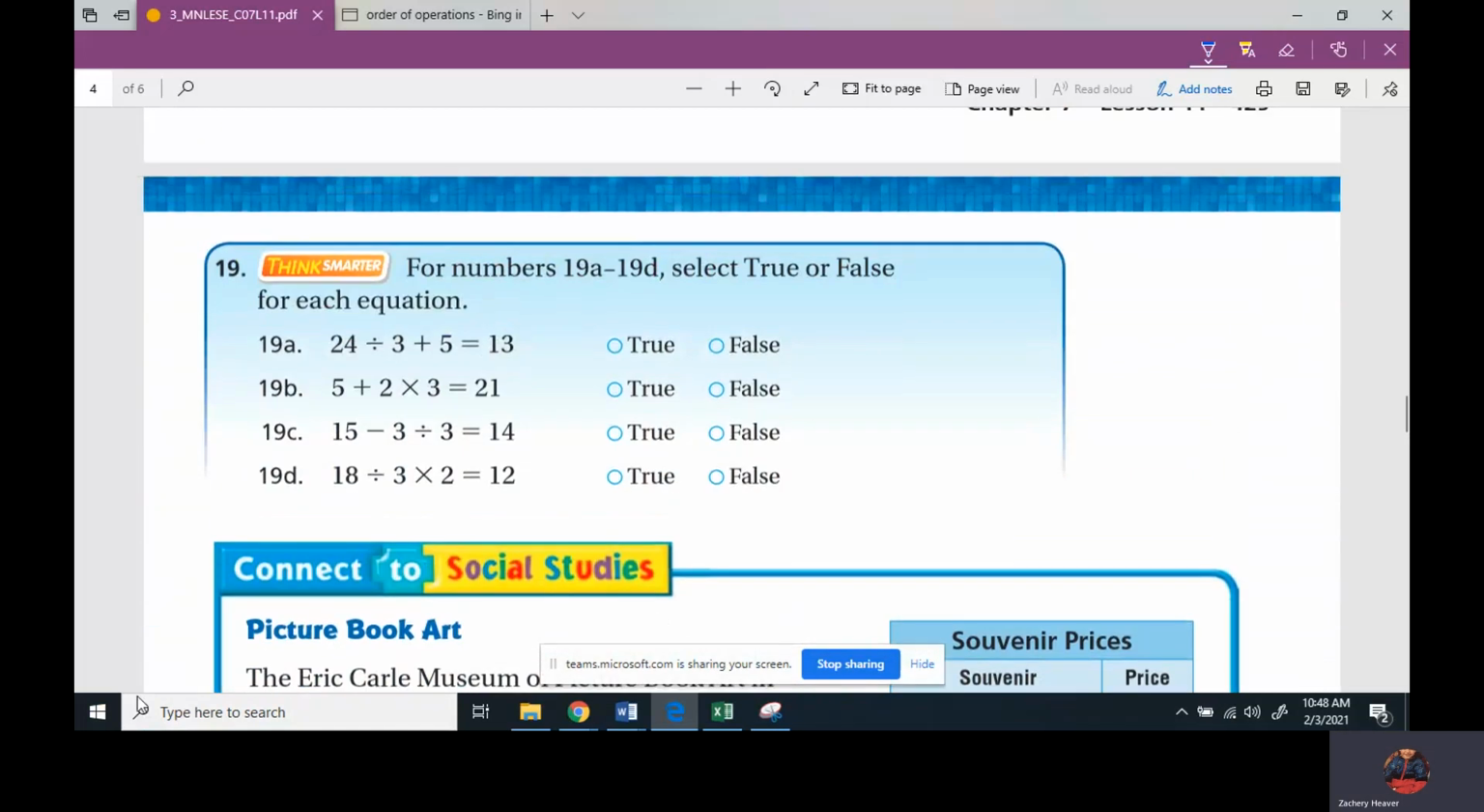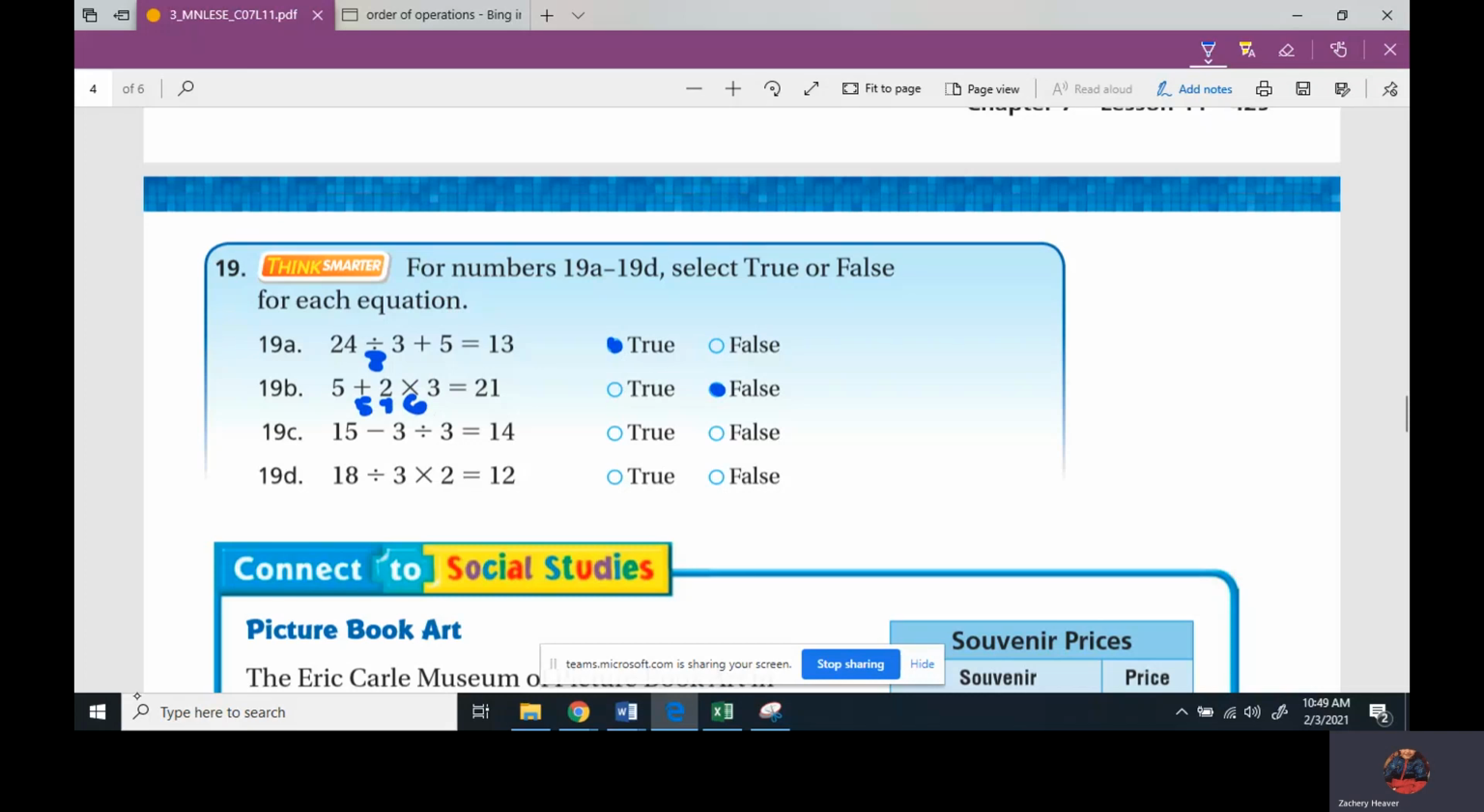The next one. For 19A through D, select true or false. Well, let's solve it. 12 divided by 4 is 8. 8 plus 5 equals 13. True. We got to multiply first. 2 times 3 is 6. 6 plus 5 is 11. That's false.